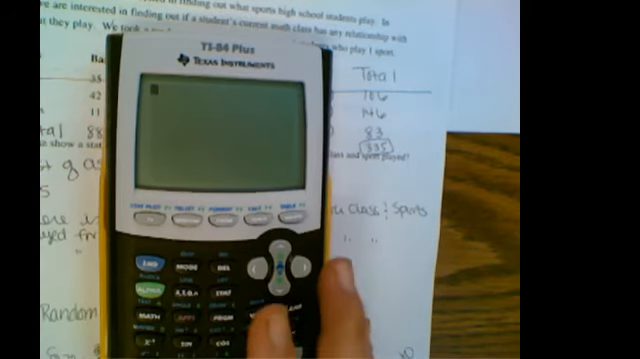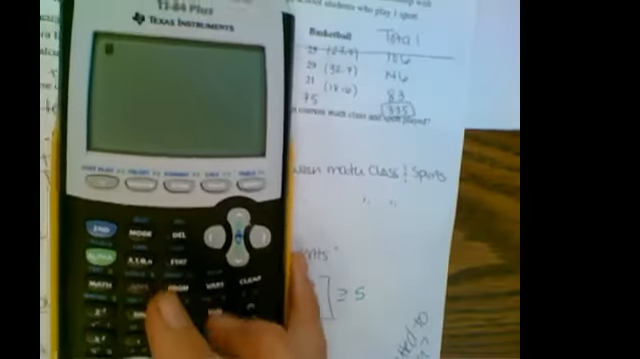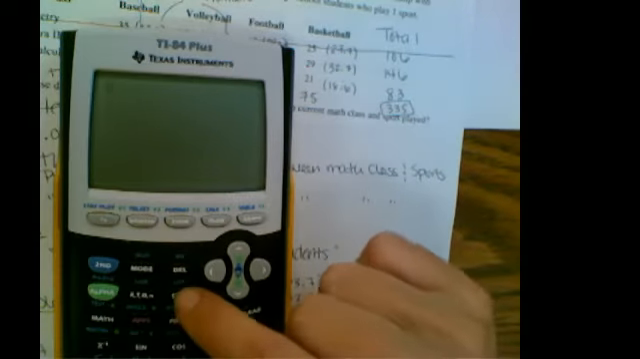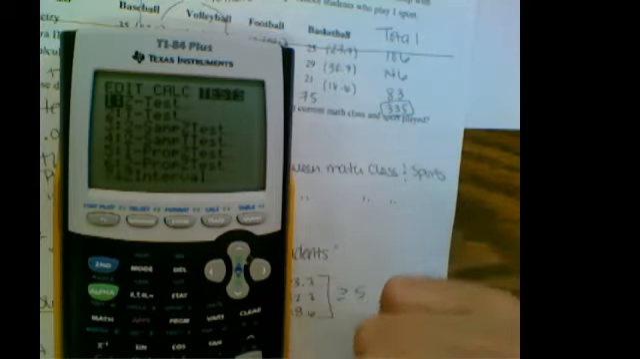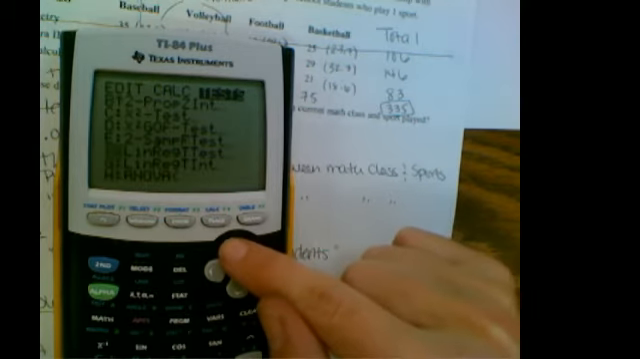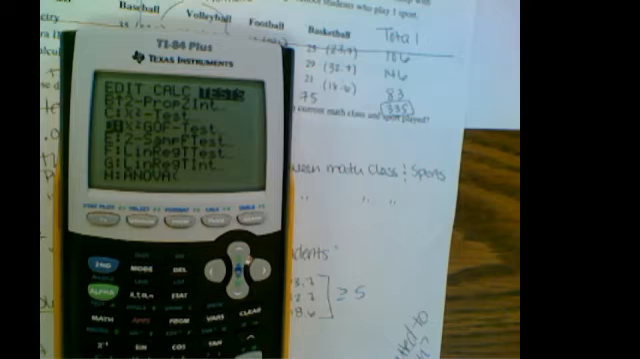The nice thing is that B is going to populate with whatever your expected values are. So I want to do a chi-squared test. I'm going to stat, over to test. We did this one the other day, there's your goodness of fit. The one we're doing today is the chi-squared test.